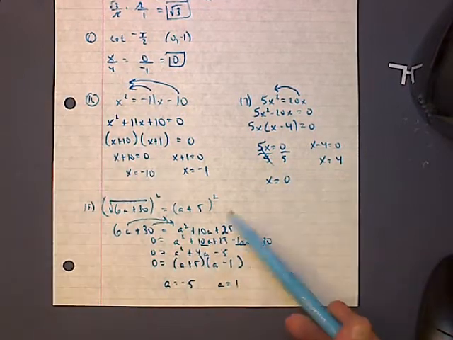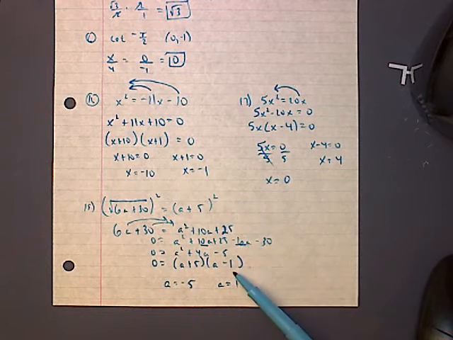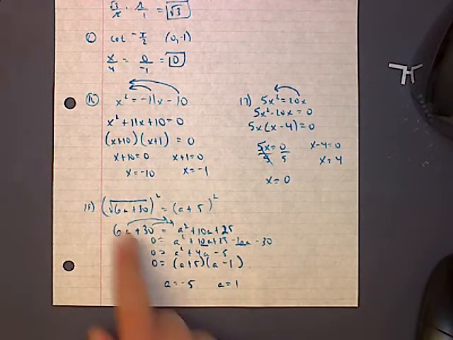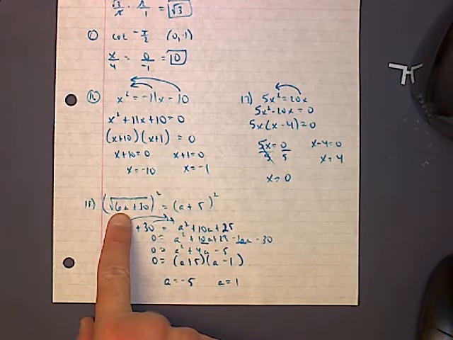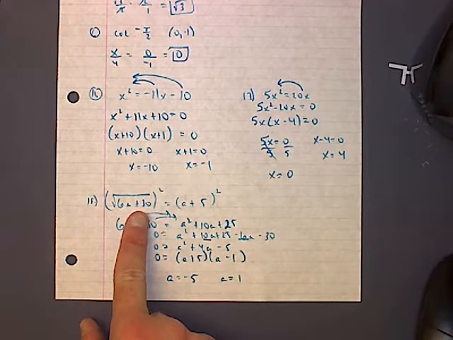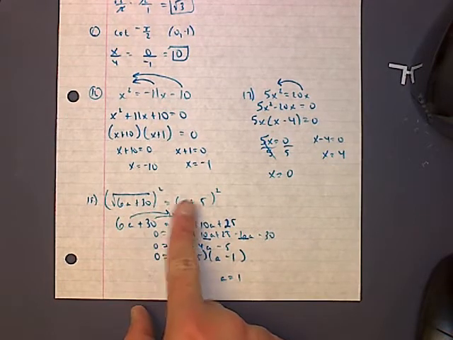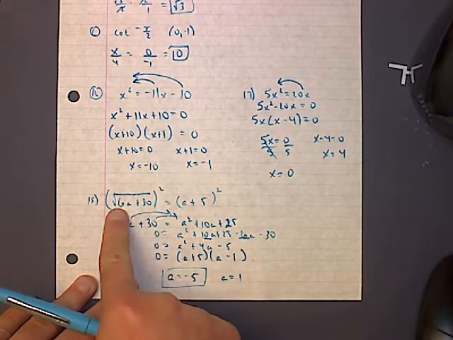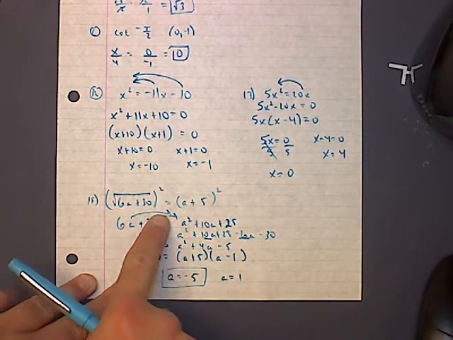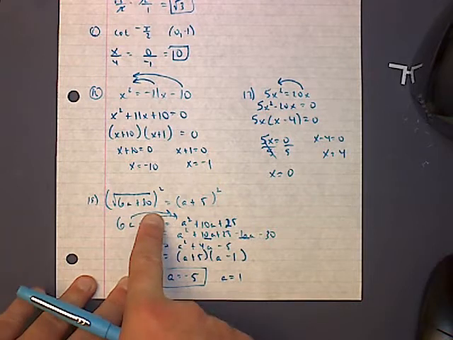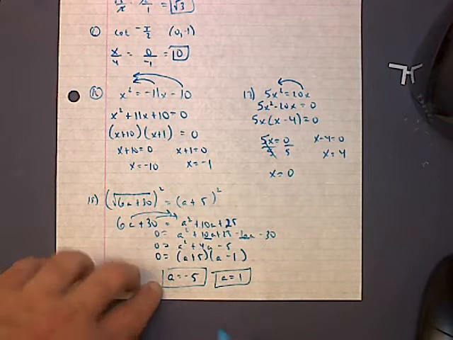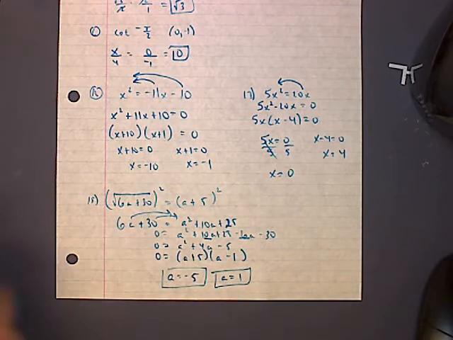Now, because this function went from radical to quadratic, it transformed. You've got to make sure both of these still work for that radical. So if I plug negative 5 in, 6 times negative 5 is negative 30. Negative 30 plus 30 is 0. Square root of 0 is 0. Negative 5 plus 5 is 0. So that one does work. Now 1. 6 times 1 is 6 plus 30 is 36. Square root of 36 is 6. 1 plus 5 is 6. Both of those work. So both of those are your answers for this particular equation.